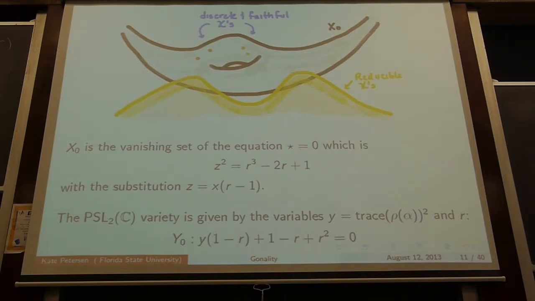Or maybe you have your favorite manifold, you know what its x naught is, and maybe some property of the canonical component tells you something about the manifold. Maybe knowing something about the manifold tells you that the canonical component has to have genus 0 or something like that. Okay, and just for kicks, I wrote down the PSL2C case for you there.